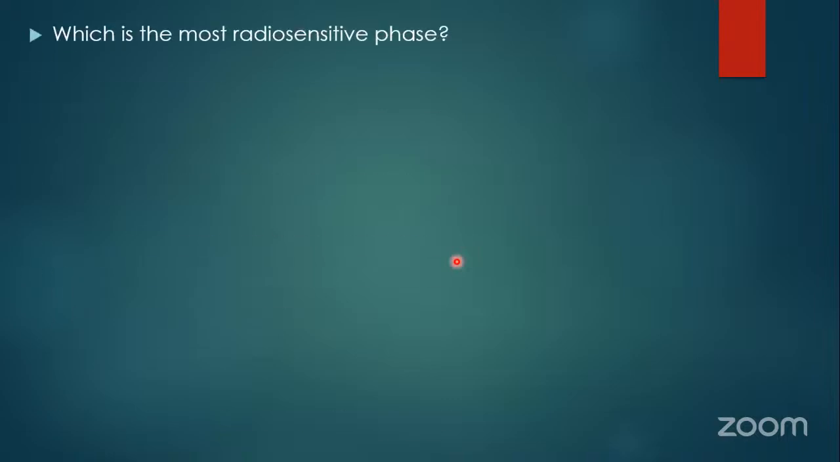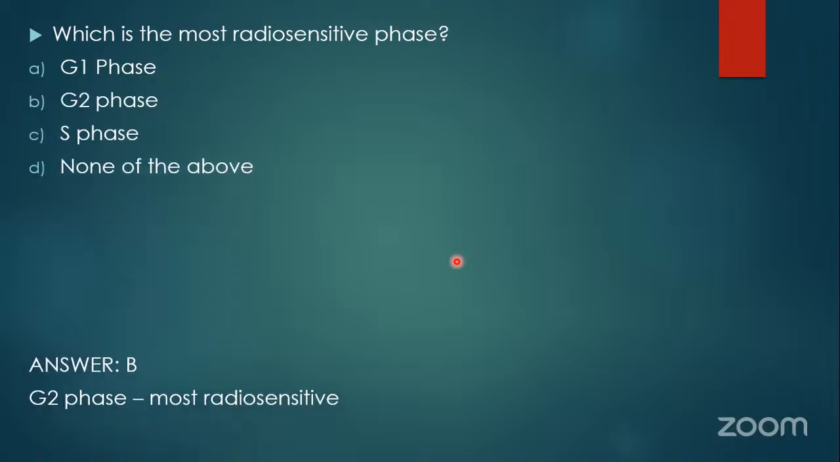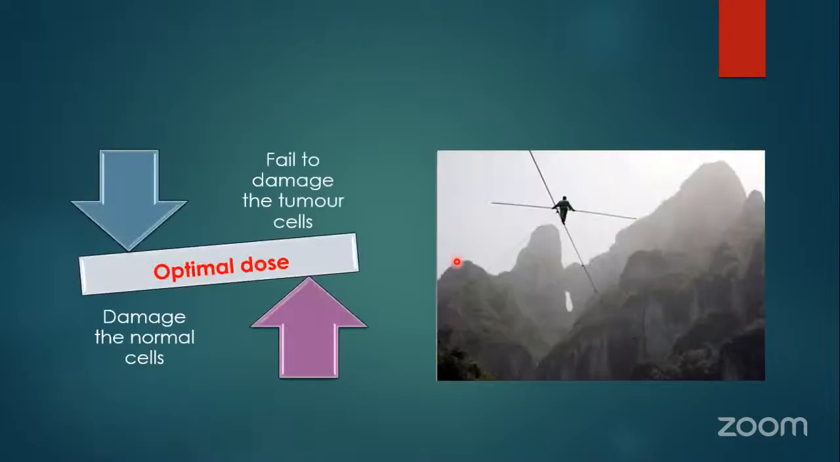All right. So I think this was an MCQ that was asked once. Which is the most radiosensitive phase? That is your G2 phase. And we need to remember that M phase is the most radioresistant phase. Okay. So X-rays, whenever given in an optimal dose, are good for reducing the tumor cells, and also favorable for treating cancers like we already discussed.